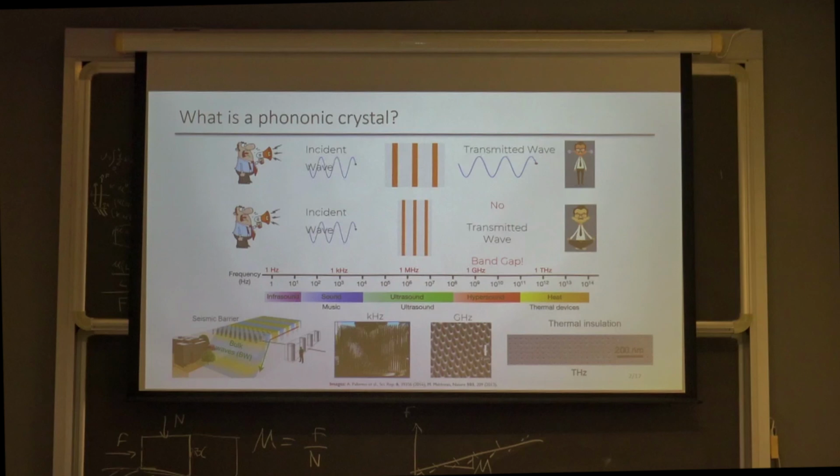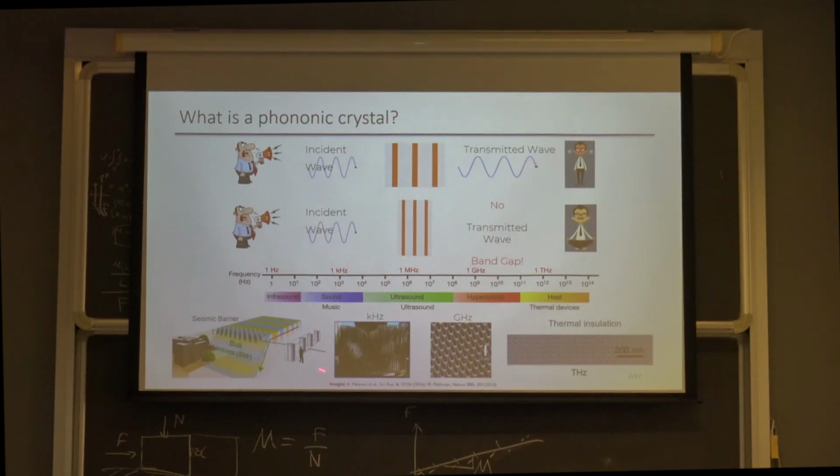In the ultrasonic range, by simply changing the lattice size of our structure, we can shift the band gap to different frequencies. If the lattice size is on the scale of a human being's height, then we're talking about seismic waves, right? So this is the hertz range.